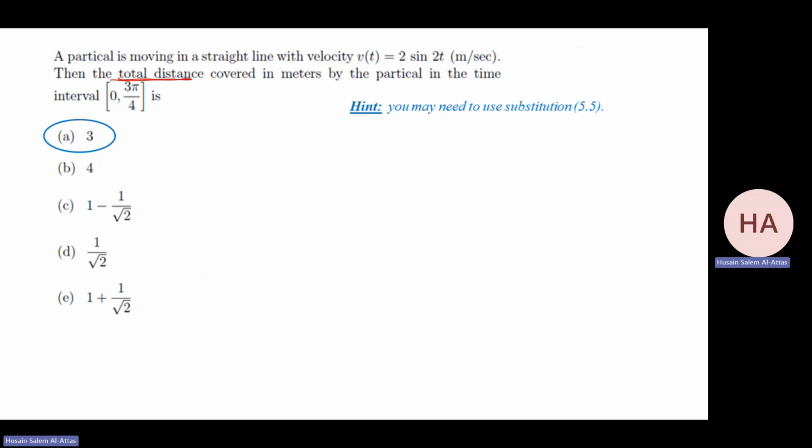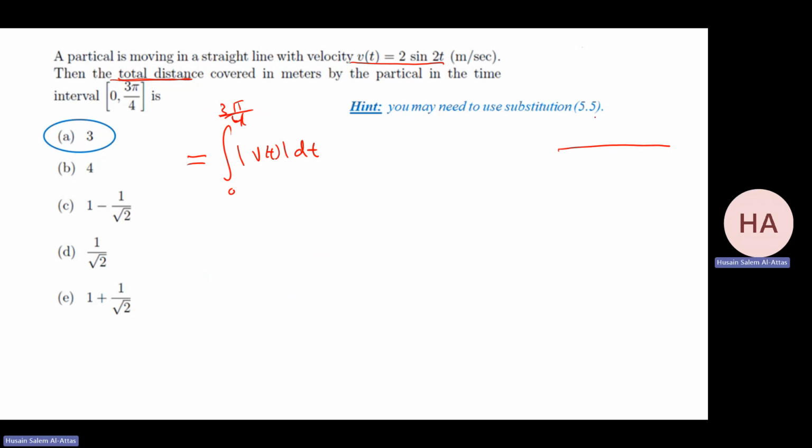Total distance. You want the total distance. Total distance will be the integral from 0 to 3 pi over 4 of the absolute value of the velocity. Okay, it's sine 2t, not sine t.